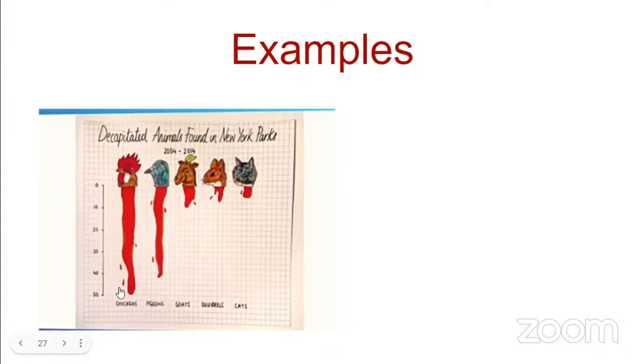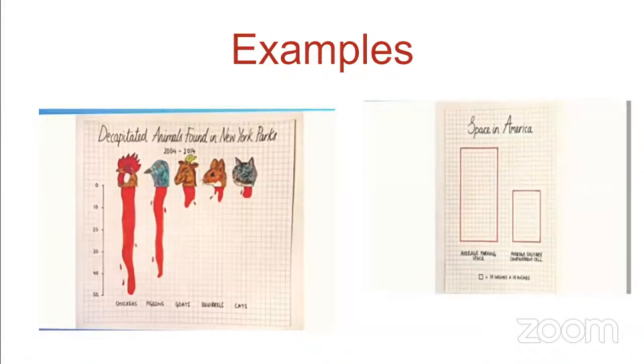So you see, for chicken, we have 50. For pigeons, we have about 45. Then we have goats, squirrels, and cats. So instead of using a normal line chart or a normal bar graph, she has just used the blood flow as the highlight for the number of animals.